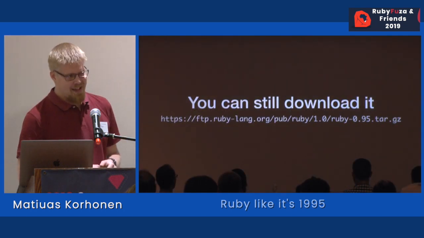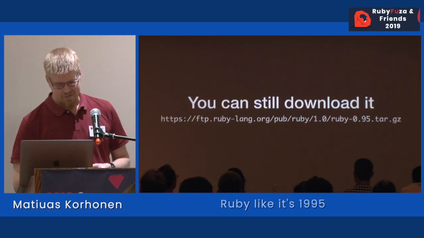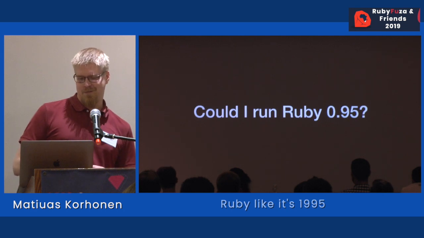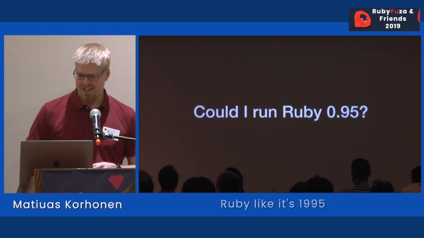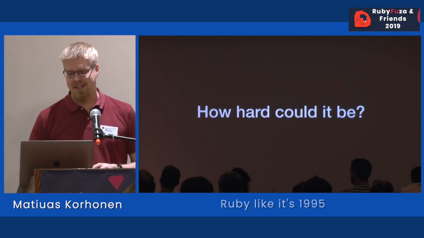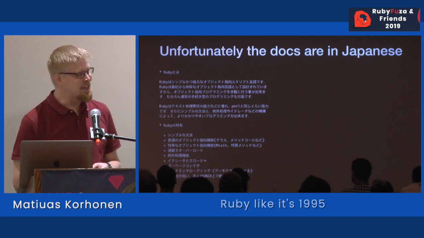And at some point last year, I realized you can still go download Ruby 0.95, which led me to this question. Could I run Ruby 0.95? How hard could it be? I mean, it's just a relatively small amount of C code. Though, unfortunately, the documentation is in Japanese.